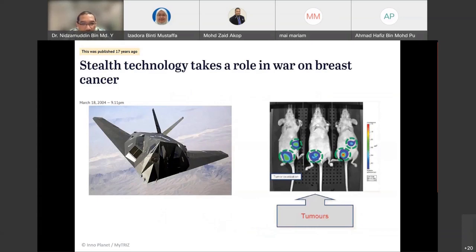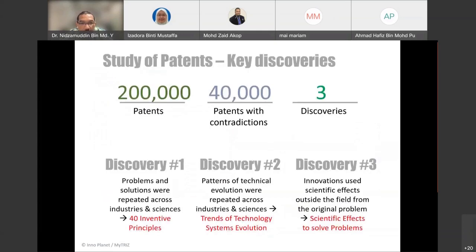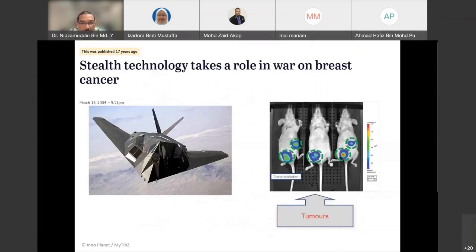This is not an example from the patents itself from Genrich Altschuler, but I want to show you examples of scientific effects. Scientific effects like the stealth technology, which was used to make the jet plane invisible, but the same technology inversed was used for breast cancer detection, where the tumors that are in hiding, so-called, can be exposed. This is an example from the experiment they did on rats.